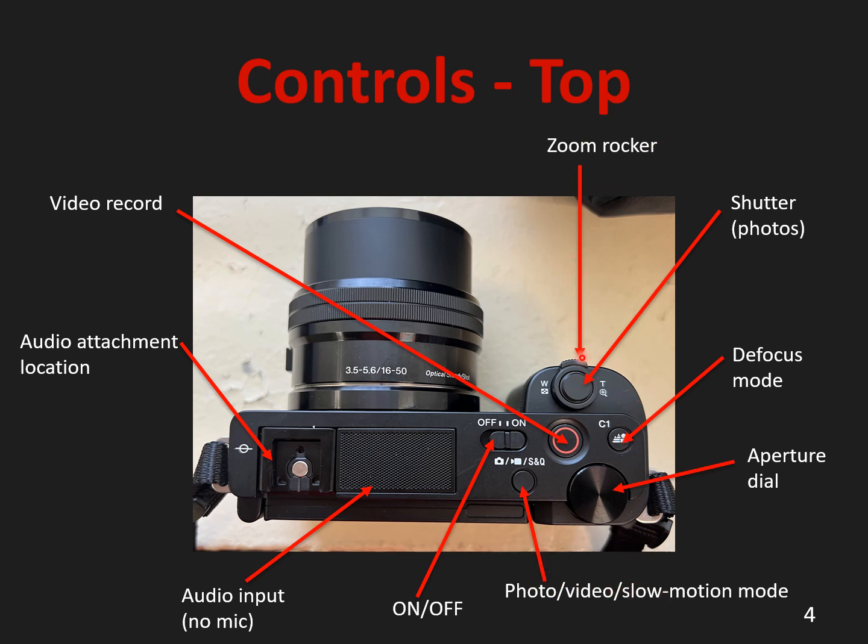Then up here we have our zoom rocker. This is a small black dial that rocks back and forth, and as you move it left or right, it changes the zoom. In doing so, the camera lens will either extend or contract. And if you're in the photo mode, this is the shutter button for photos. We have the defocus mode here, the aperture dial, and then over here, this rectangular grid looking thing is the audio input, and that's if you don't have any type of external microphone attached to your camera. This is your audio attachment location.